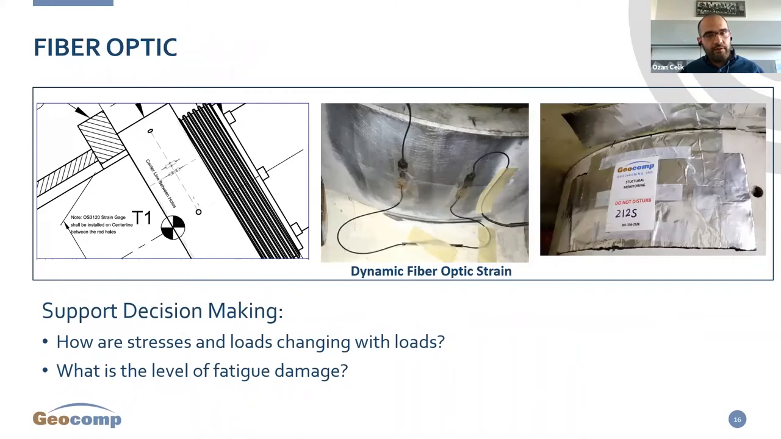Interesting application of fiber optic sensors. Fiber optic sensors are superior alternatives to traditional vibrating wire or resistance type sensors. However, their use needs to be justified. They are quite important if your concern is to have really accurate strain measurements, and also if you want to go really high speed.